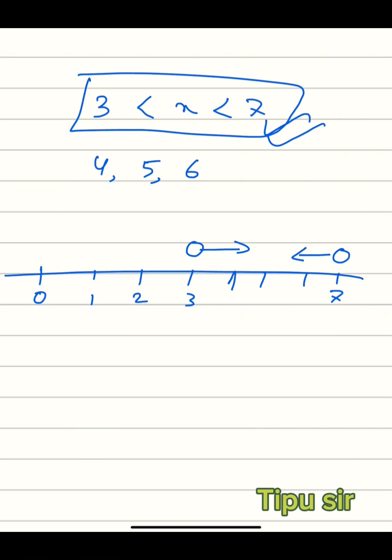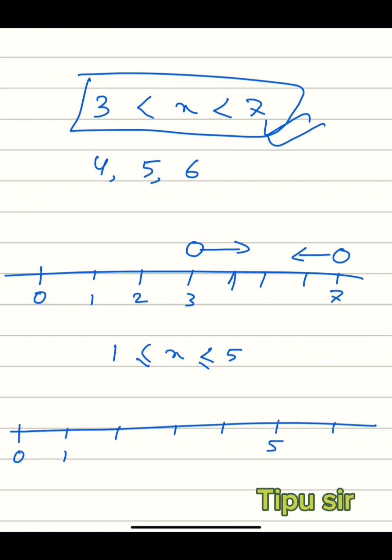Let's see a different type of inequality. 1 ≤ x ≤ 5. Let's draw a straight line. We have a 0, then we give a 1, 2, 3, 4, and 5. At the end, I'm going to give a 6. We don't need to write all the numbers. These are just for your better understanding.